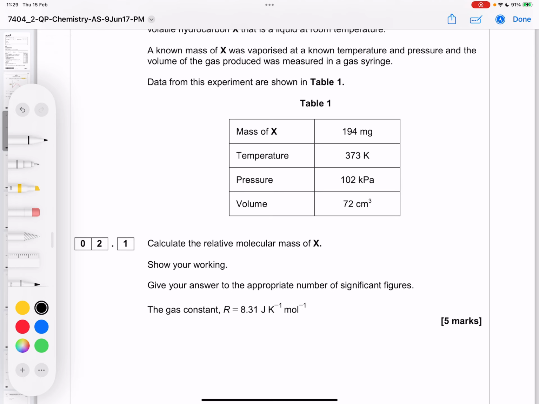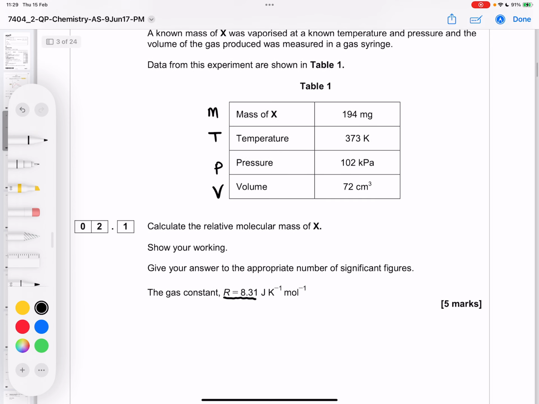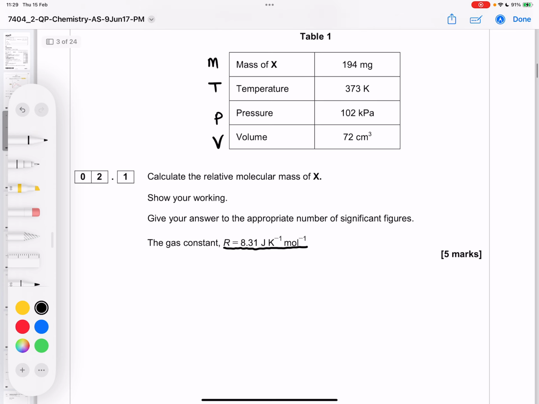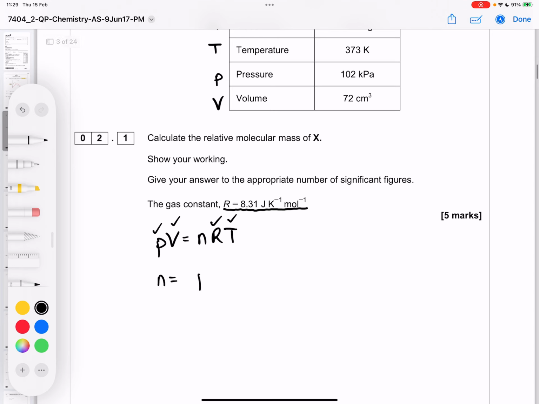Now we've been given a lot of data there. We've been given a T, a P, a V and a mass. And we've been given a gas constant R here in the question. So it's clearly indicating to me that I need to be using the ideal gas equation, PV equals nRT. I've been given a P, a V, a T and an R. So I'm going to be rearranging this to find n. So n is PV over RT. So that's our first step.